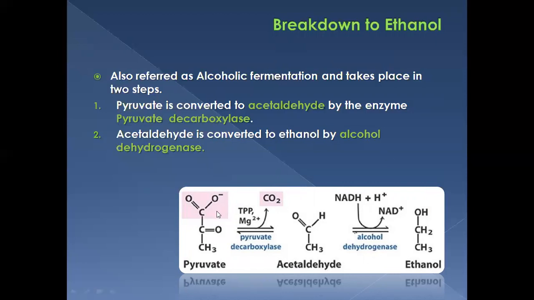One, the pyruvate, in the presence of the enzyme pyruvate decarboxylase, which is accompanied by thiamine pyrophosphate, TPP, nothing but a coenzyme, loses a carbon dioxide molecule and gets converted into acetaldehyde. Then this acetaldehyde gets converted to ethanol, and this conversion is catalyzed by the enzyme alcohol dehydrogenase. Here also you can see NADH gets reoxidized to its oxidized form NAD+.